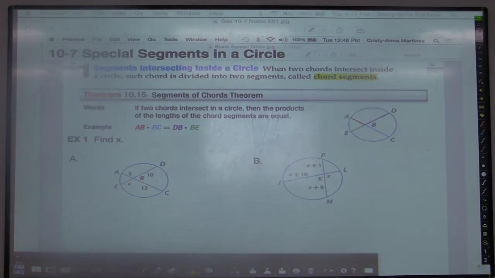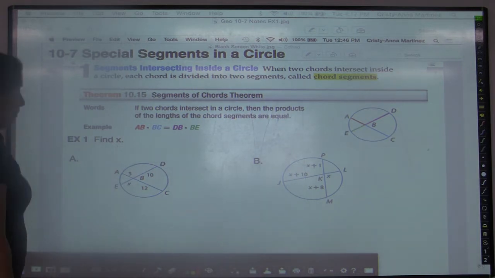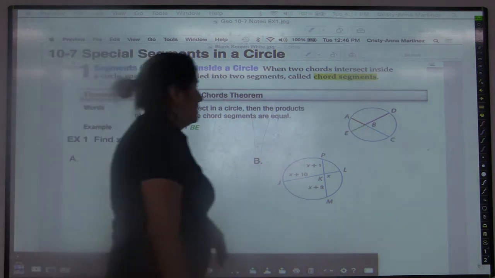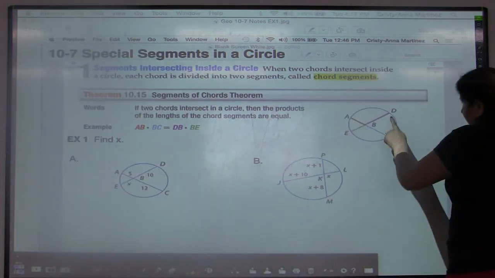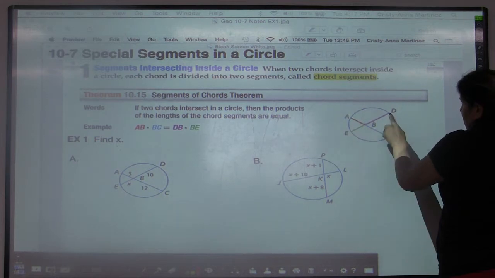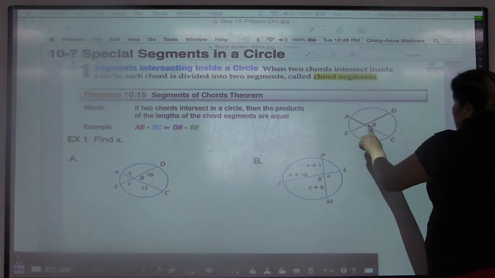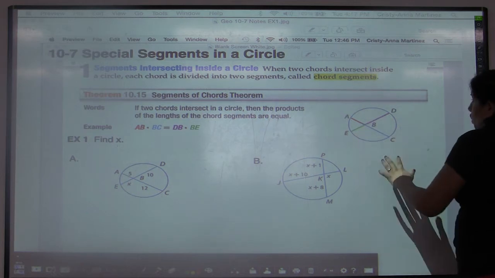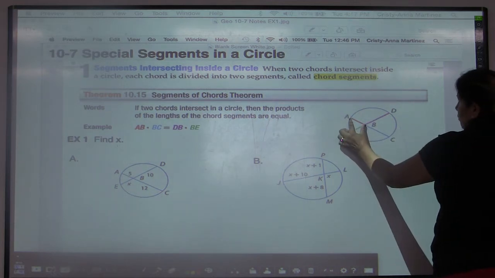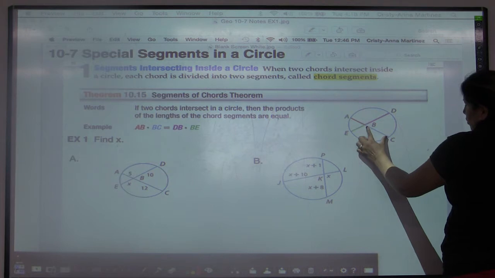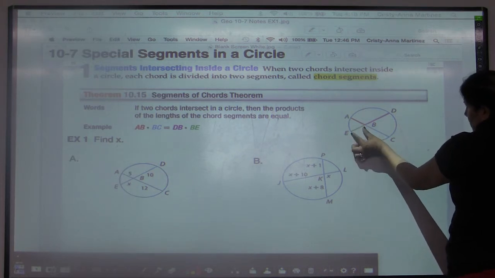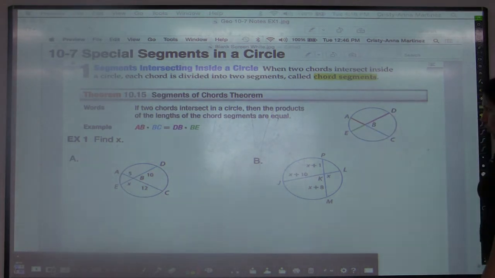Segments intersecting inside a circle. When two chords intersect inside a circle, each chord is divided into two segments, which we call chord segments. So here you see the chord that goes from E to D and the chord that goes from A to C, and since they're intersecting inside the circle, you have what we call chord segments. So this red portion is a chord segment, the blue portion is a chord segment, the green portion is a chord segment, and the purple portion is a chord segment.